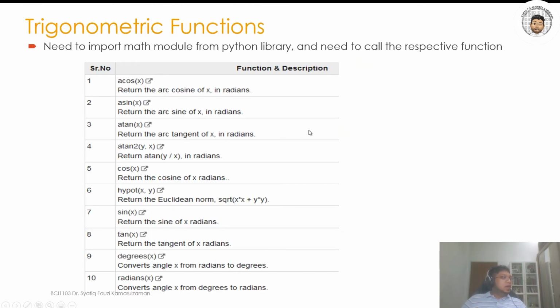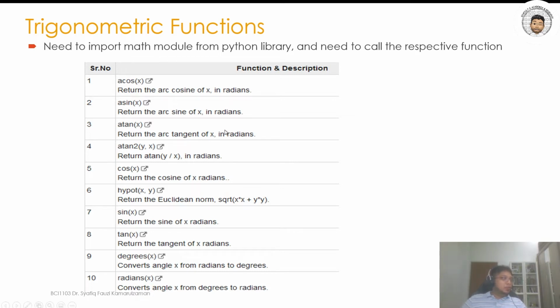So now next we have the trigonometric function. For example, you are going to do a lot of trigonometric equations in your studies, and you can use Python as well to help you calculate a lot of things. However, to use this function, you need to import a math module from a Python library and call the respective function.